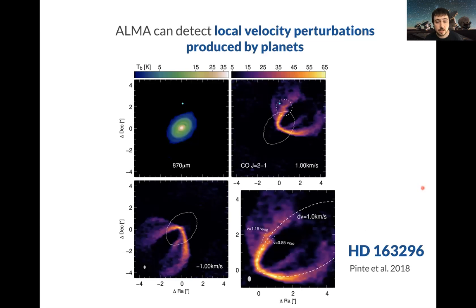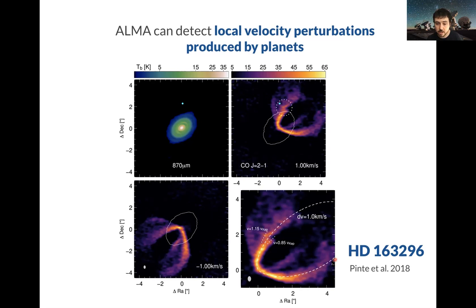Finally, for the gas, you can also infer the presence of unseen planets with gas observations. And that's because planets will perturb the local velocity field. So in this case, this is the continuum emission. And this is one of those channels of CO emission that I was talking about before. So you can build a model of how you think the gas would rotate in the system, and that would give you an estimate of what the emission would look like in this channel. And that is this dashed line.